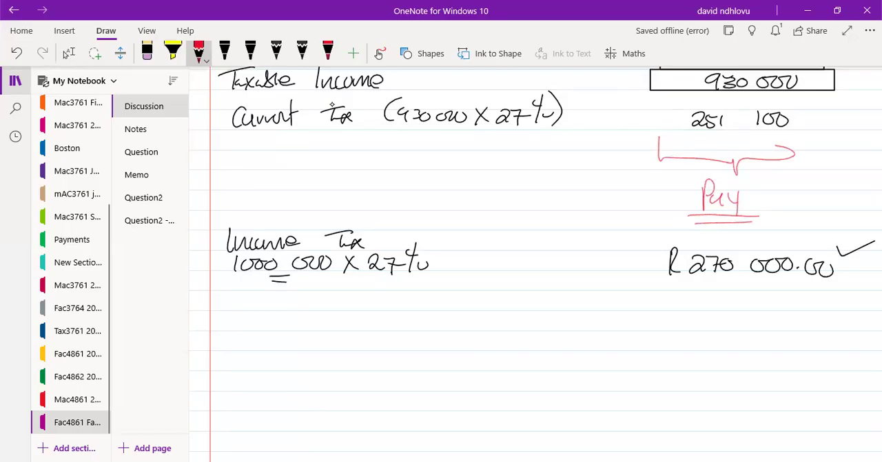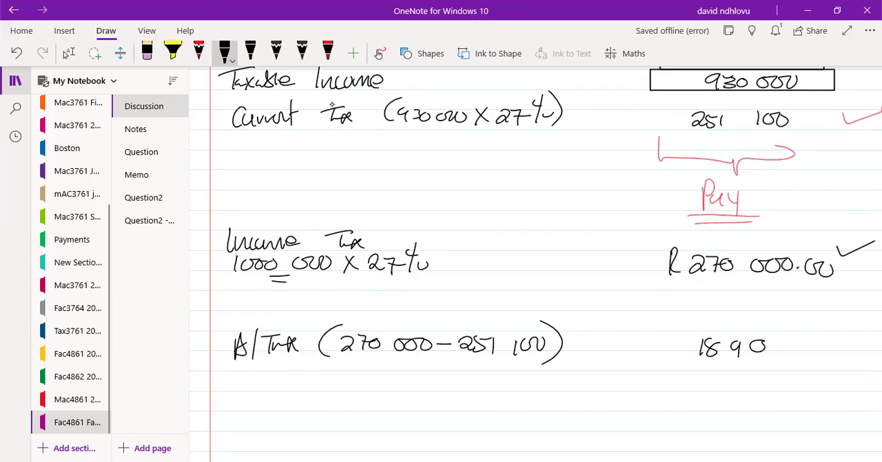Right, however, the amount that we are going to pay over to SARS, we pay according to the dictates of SARS. So there is going to be a difference between these amounts here. Right, and the difference is what we call deferred tax. So we then say 270,000 is the expenditure recognized by us, but we are paying only 251,100 according to SARS, which means 270,000 minus 251,100. Then we have a deferred tax.